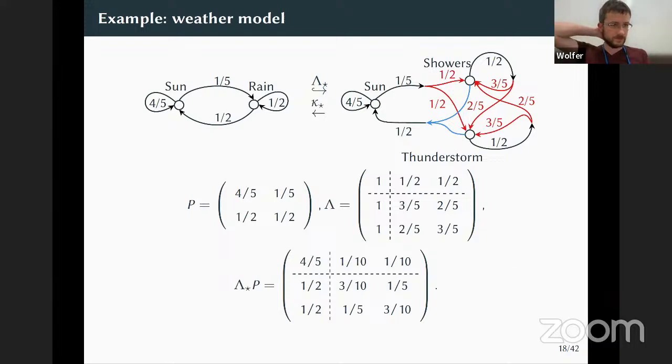Here is an example. Consider the weather model, where the probability of the weather of the next day is given by the current day, and transition probabilities as follows. And say we want to construct a more complicated model, where we want to be able to distinguish between types of rain, right? So between showers and thunderstorms. The original P is given as follows, and here is a possible Markov morphism. And below here is the resulting transition matrix when lambda has been applied.